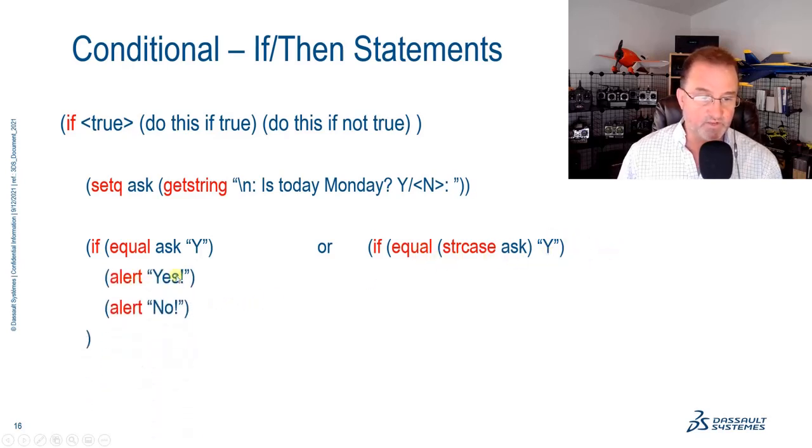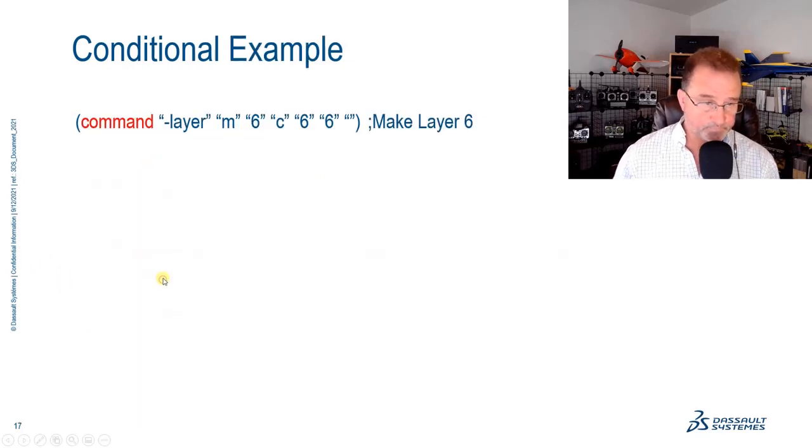And what happens? If it is true, we're going to alert yes. But if it's not true, we're going to alert no. So remember, here's my statement. If this is true, alert yes. If it's not true, alert no. And then here's the close, that closing parenthesis to that entire function. So that's basically how you do an if statement.